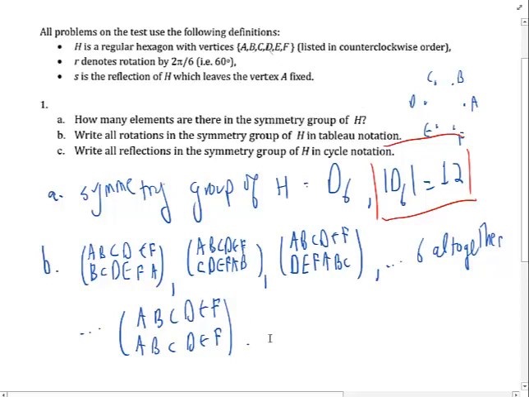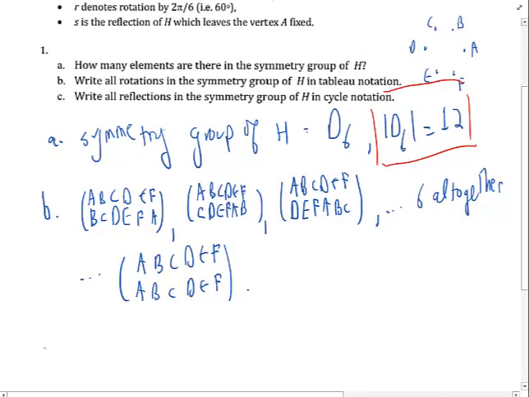All right, write the reflections of the symmetry group in cycle notation. That's a different deal. First, let's look at S. Now, what does S do? S leaves A fixed. If it leaves A fixed, think about what the axis of the flip is. The axis would go through AD. So if you flip over this axis, B and F exchange, C and E exchange. So S is equal to (BF)(CE).